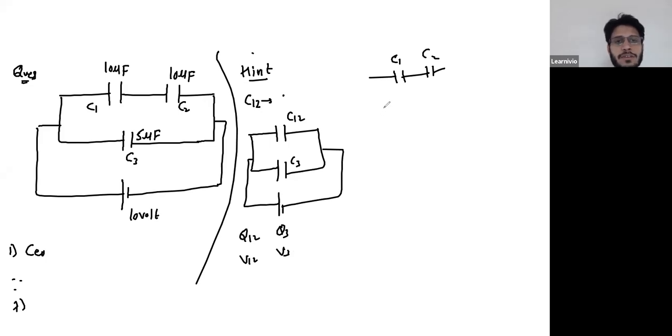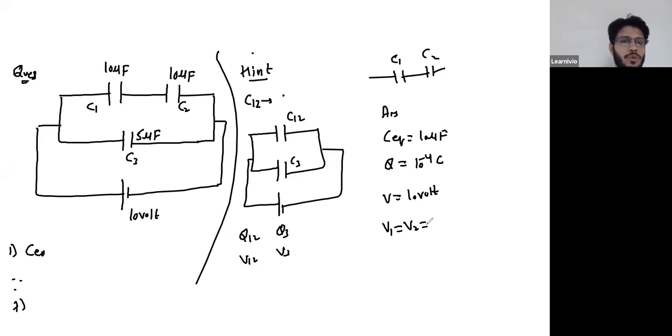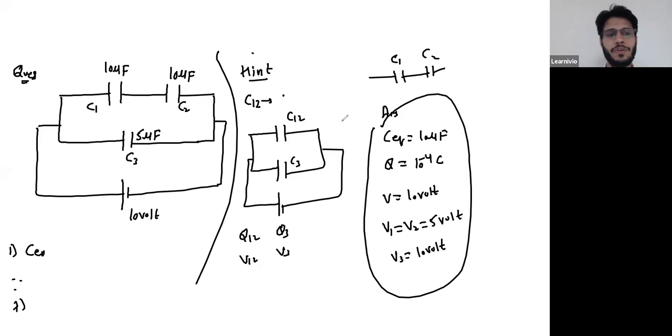I'm also writing the answers. C equivalent is 10 microfarad. Total charge is 10 raised to the power minus 4 coulomb. Total voltage is, just like all cases, 10 volt. So your V1 is equal to V2, which is 5 volt. And your V3 will be 10 volt. So these are the answers. Try to solve this numerical. We will discuss the numerical in the next class.